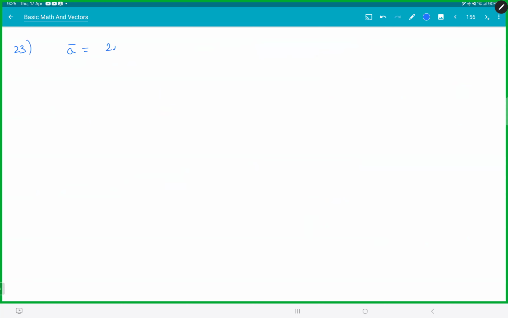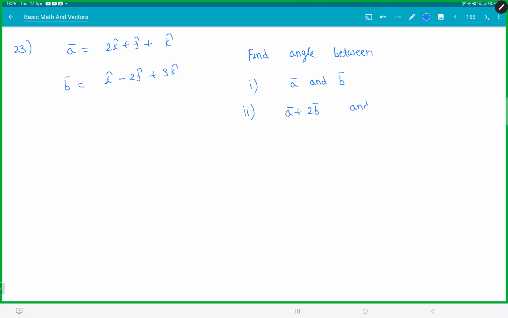Let's say A bar is 2i plus j plus k, and B bar is, let's say, i minus 2j plus 3k. Find the angle between A bar and B bar. This is the standard one. Find the angle between A plus 2B bar and 2A minus B bar.